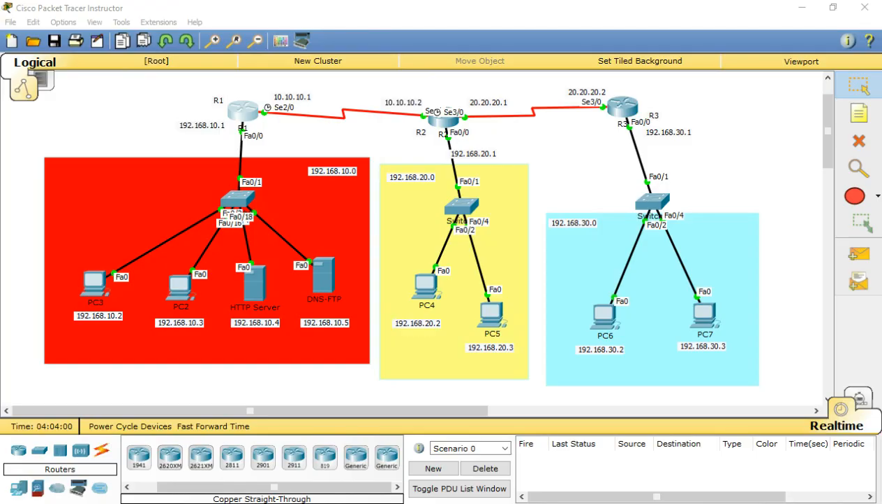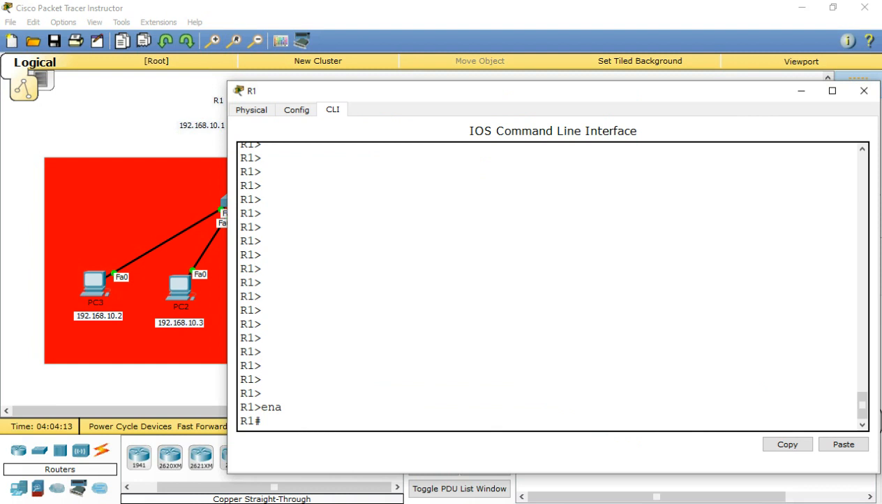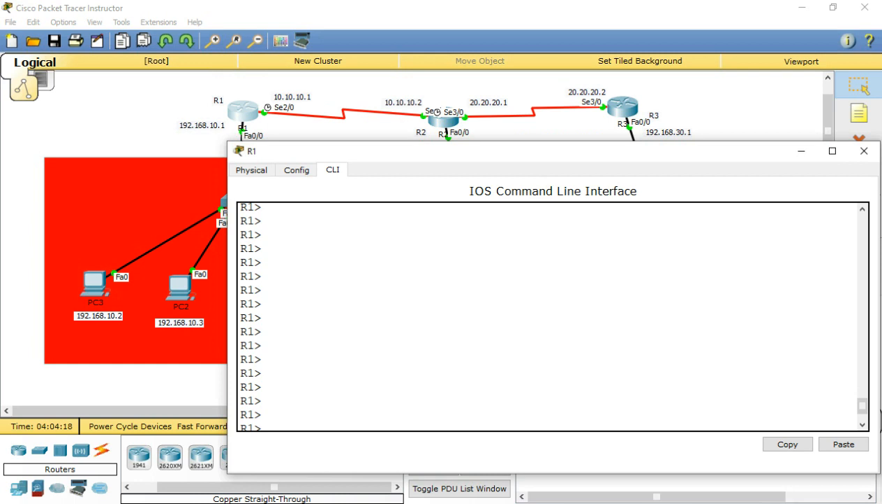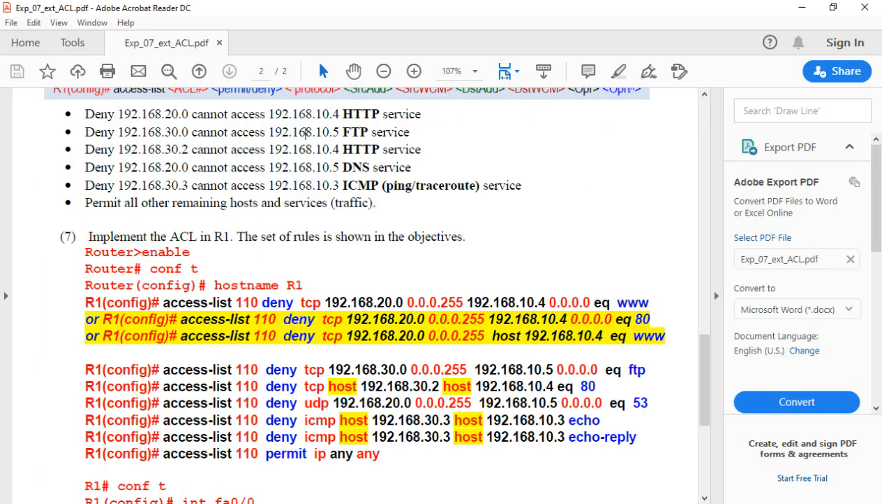Let's create the access list now. We know that all services are now in network 10, so I will go to R1. It's the closest one to network 10. It can control network 10 directly. So I will go to it. Enable, config t. Now I need to do the configuration. I will do it one by one. Let's see the instruction.